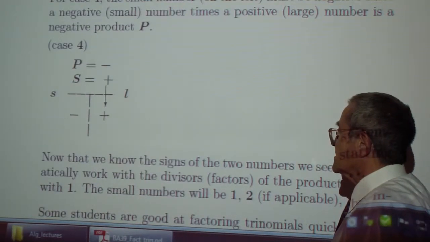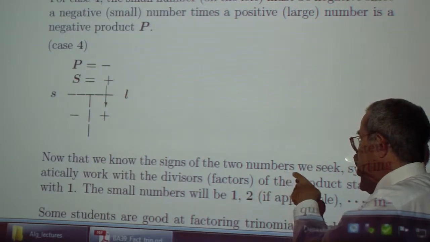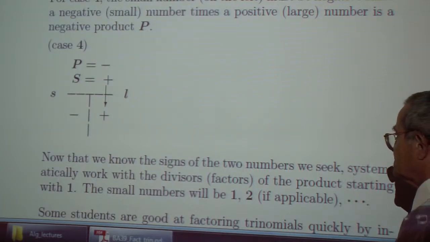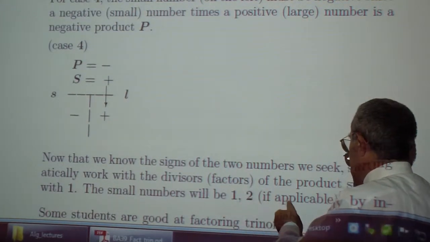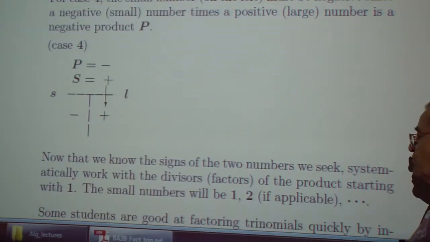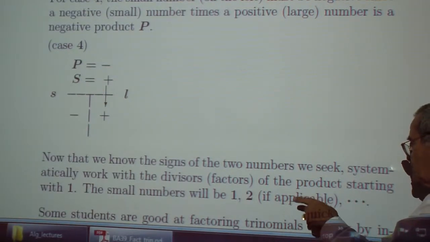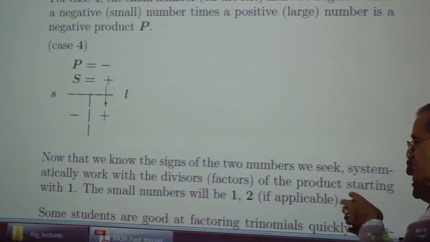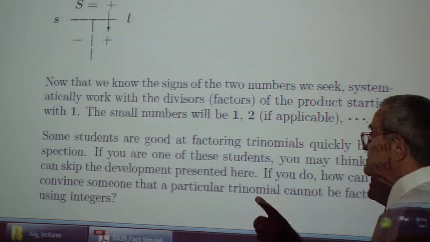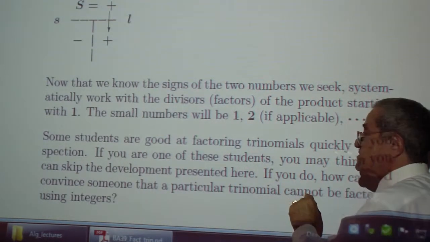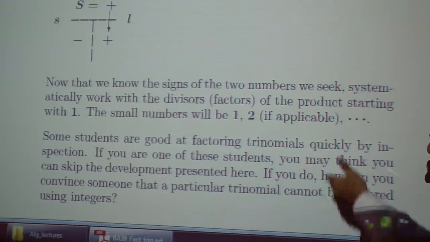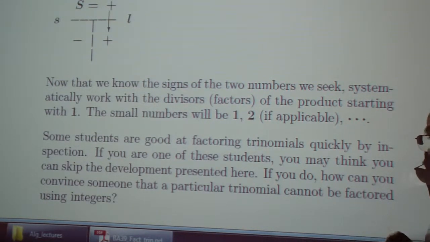Okay. Now that we know the signs of the two numbers, we systematically work with the divisors or factors of the product, starting with 1. The small number will be 1, 2, 3, if 3 is dividing into the product, and so on. Some students are good at factoring trinomials by just looking, by inspection. I don't have that capability, but I have an algorithm that works every time.